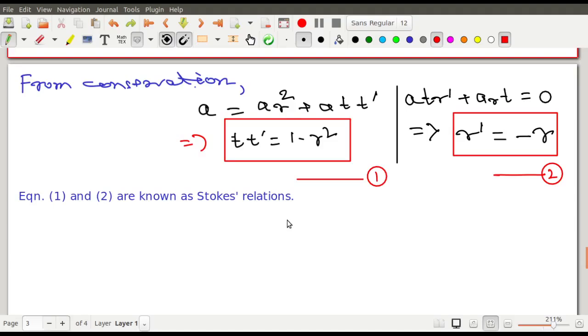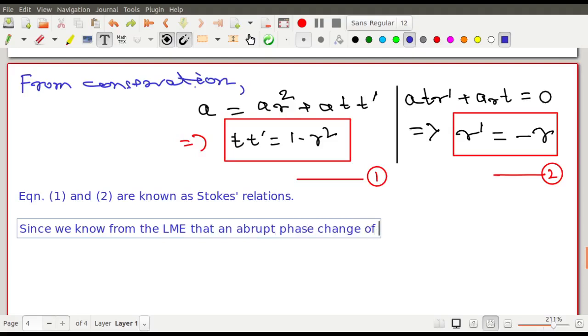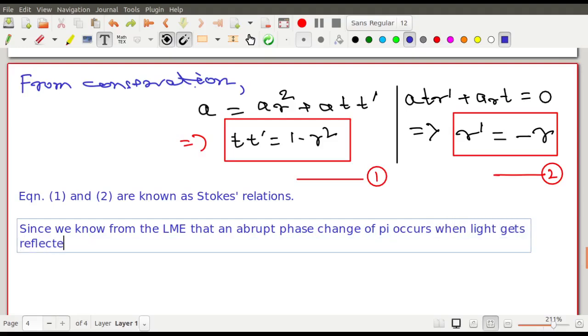So let me just write and then conclude this discussion. So এটা লিখে আমি conclude করে দিচ্ছি. So since we know from the Lloyd's mirror experiment that an abrupt phase change of pi occurs when light gets reflected by a denser medium, right?